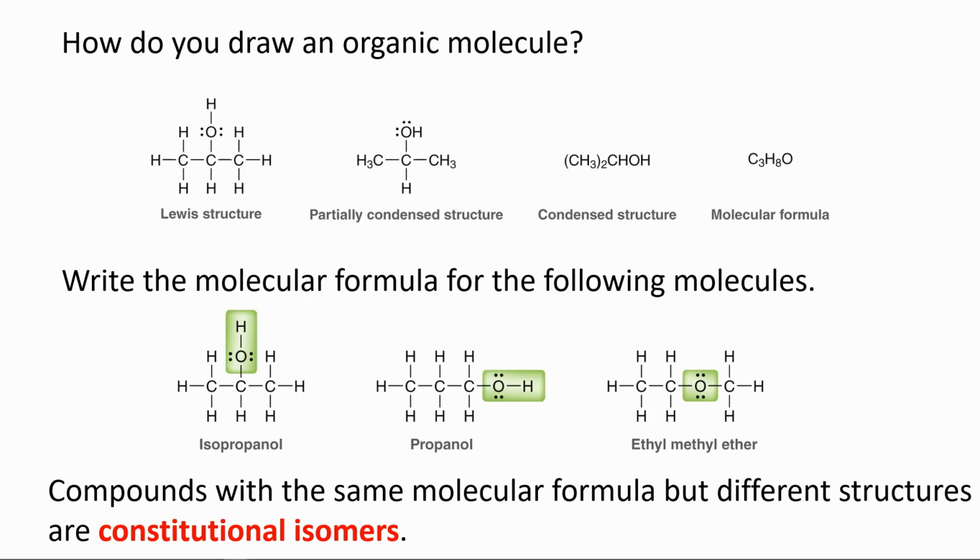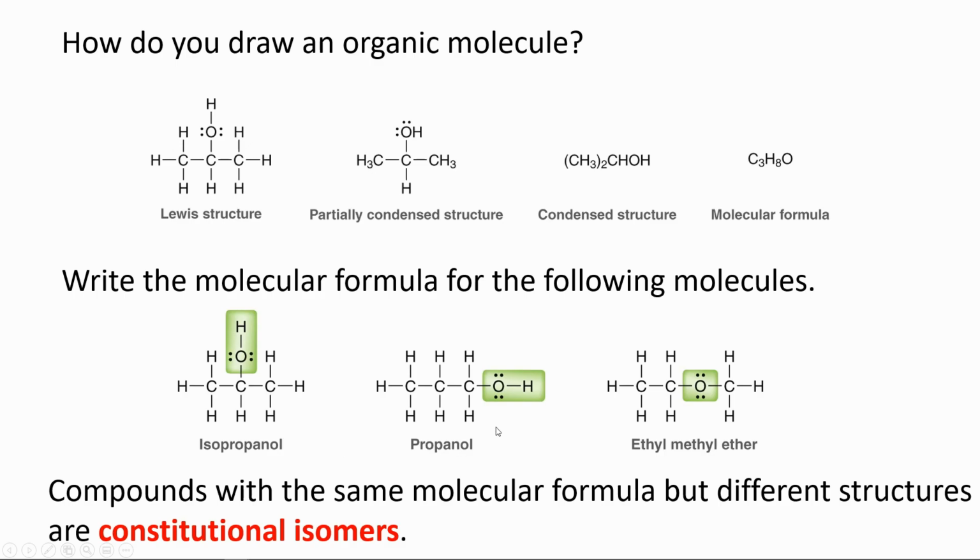Compounds with the same molecular formula but different structures are called constitutional isomers. So here we have three molecules. These are all different molecules. The connectivity of the molecule is different. For example, here we have an oxygen bonded to a carbon, and that carbon is bonded to two different carbons. That is isopropanol, or rubbing alcohol. This is the smell that you would be experiencing at the waiting room of a doctor's office.